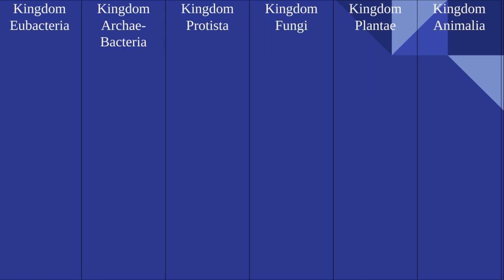What I'd like you to do in your notebook, as an additional assignment to watching this video and taking notes, is to create a chart very similar to what you see here on my screen. I would like you to document 5 characteristics of each of the kingdoms. I want you to differentiate, much like we did here in class today with our compare and contrast study of eukaryotes and prokaryotes. I want you to document the differences between Eubacteria, Archaebacteria, Protista, Fungi, Plantae, and Animalia.